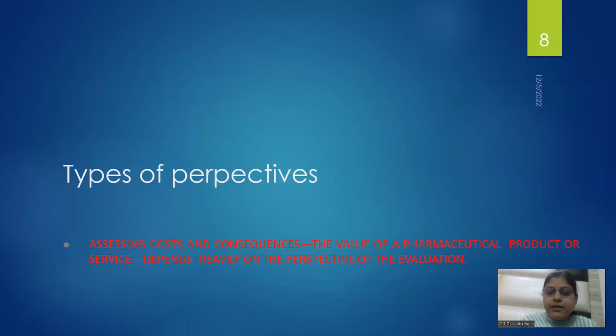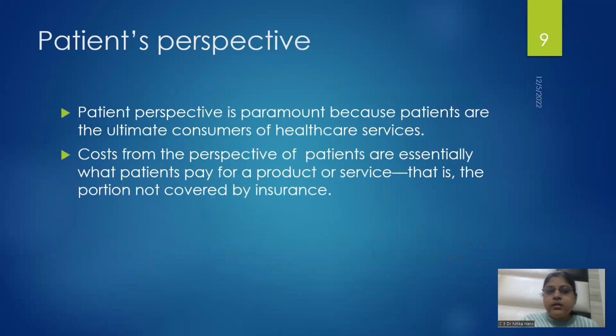The types of perspective assessing costs and consequences. The value of a pharmaceutical product or service depends heavily on the perspective of the evaluation. Means the value of a pharmaceutical product will depend heavily on the perspective of the evaluation. The patient's perspective is paramount because patients are the ultimate consumers of healthcare services, and costs from the perspective of patients are essentially what patients pay for a product.